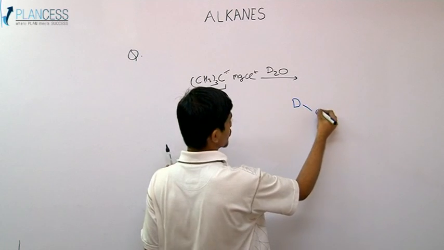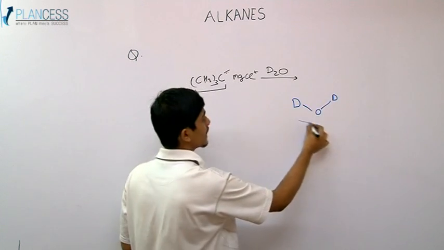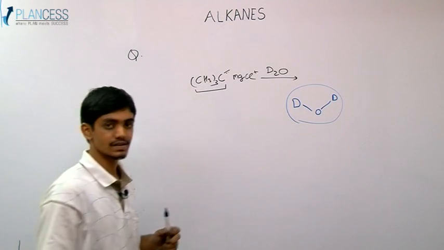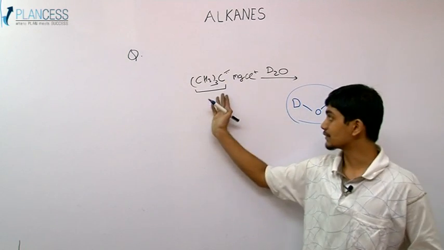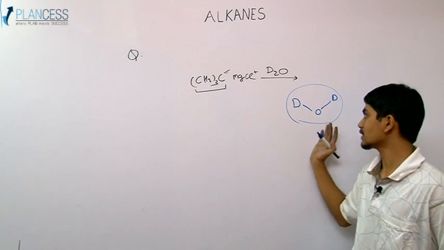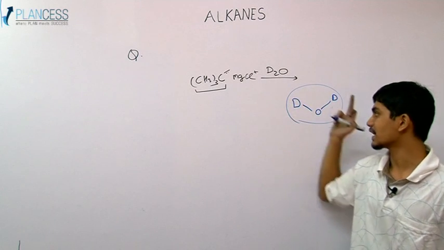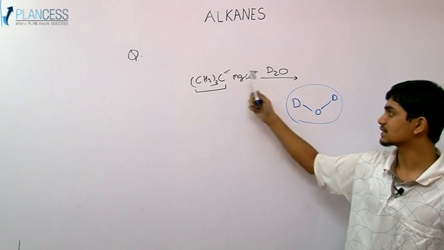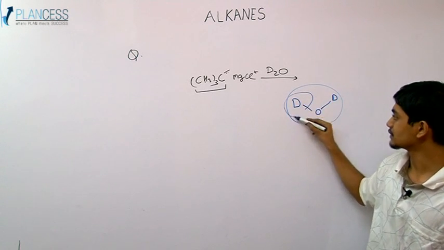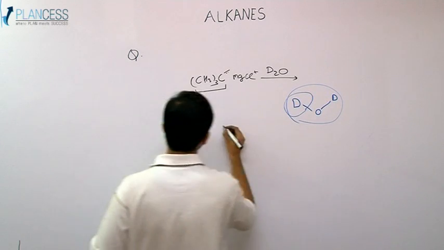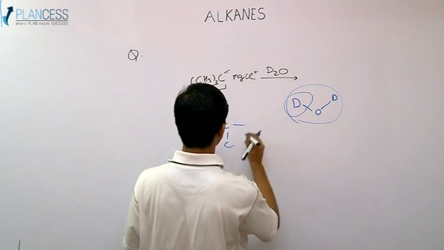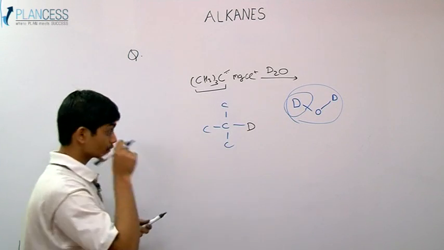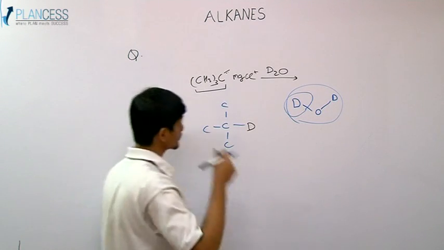So this D2O is an acid. We know water acts as an acid as well as a base, and in the presence of a stronger base than water, it acts as an acid. So this negative charge abstracts this deuterium, and the structure becomes C, C, C and D. So this is the final structure of the compound.